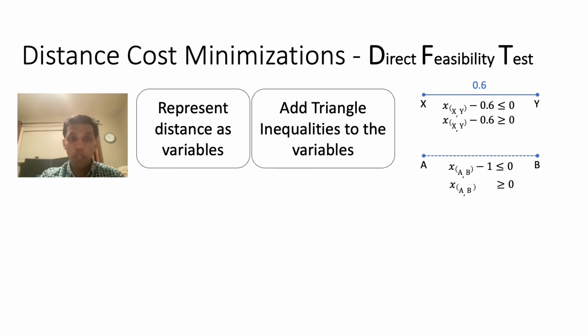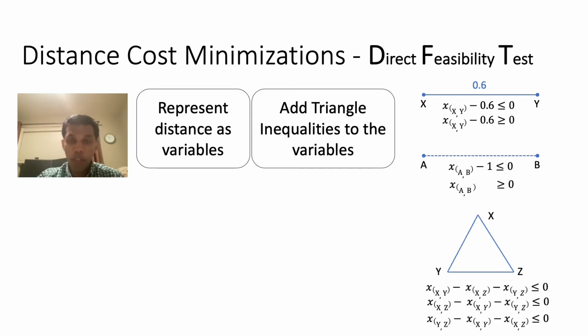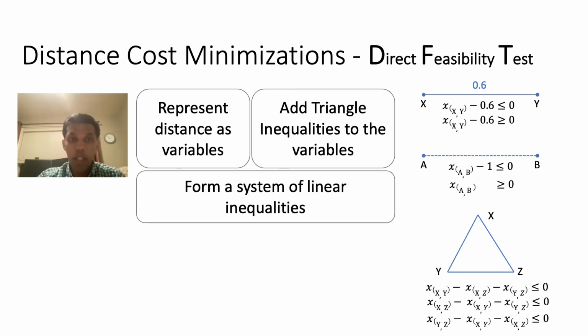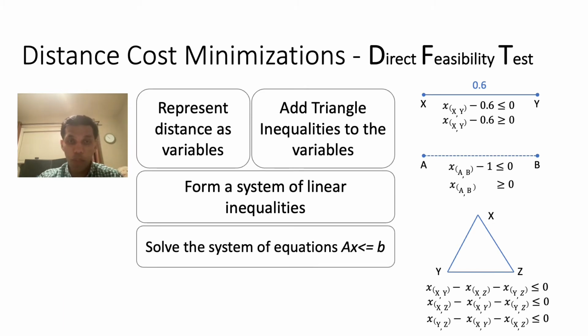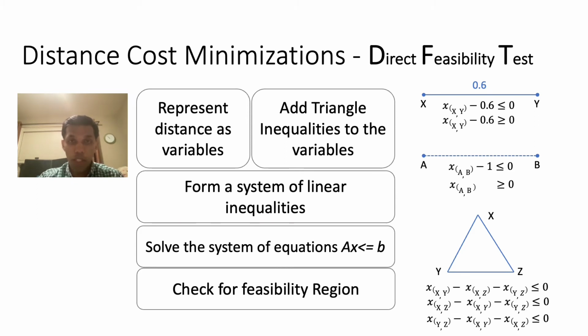After which you formulate triangle inequalities to be added to these variables. So imagine you have a triangle xyz, with an inequality like xy minus yz minus xz less than or equal to 0, and you add all the triangle inequalities similar to this for all the triangles which are there in the system. You form a system of linear equations. You solve this using an off-the-shelf linear programming solver, and you check for the feasibility region. If you do not have any feasibility region, you basically avoid computing the distances, and you skip over the if statements because there is no feasible region to it.